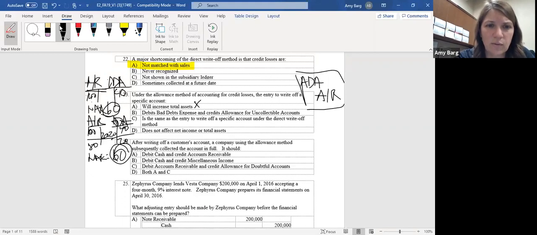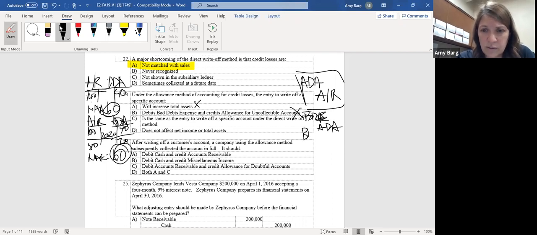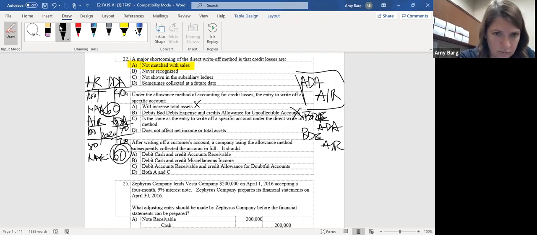So will increase total assets, that's not right. So debits bad debt expense and credits the allowance for uncollectible accounts. Nope, that's how we write up our allowance account: bad debt expense, allowance for doubtful accounts, but that is not how we write something off. So that's not true. Write something off is the same as the entry to write off a specific account under the direct write-off method. So to write off something under the direct write-off method, that's when we use the bad debt expense against AR. So that's not true.